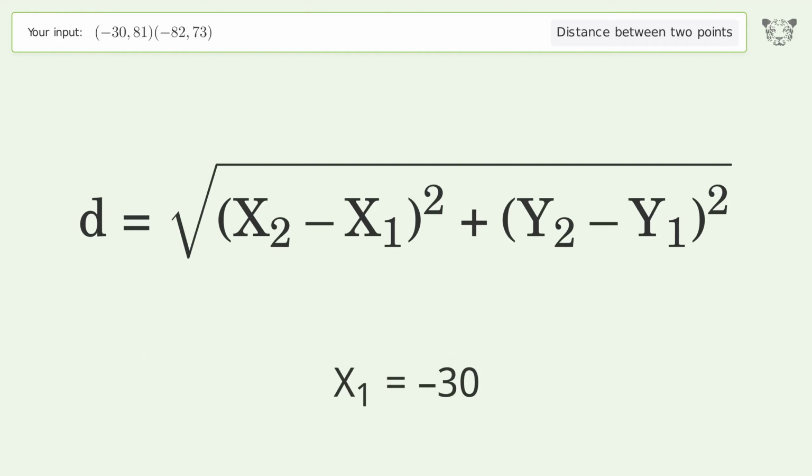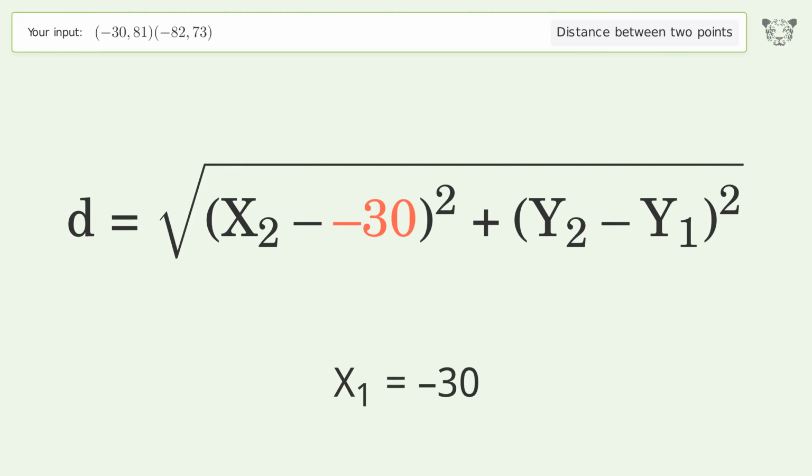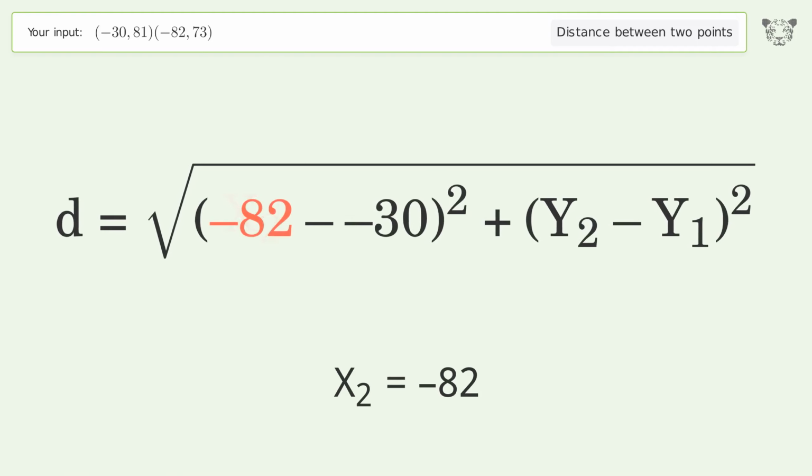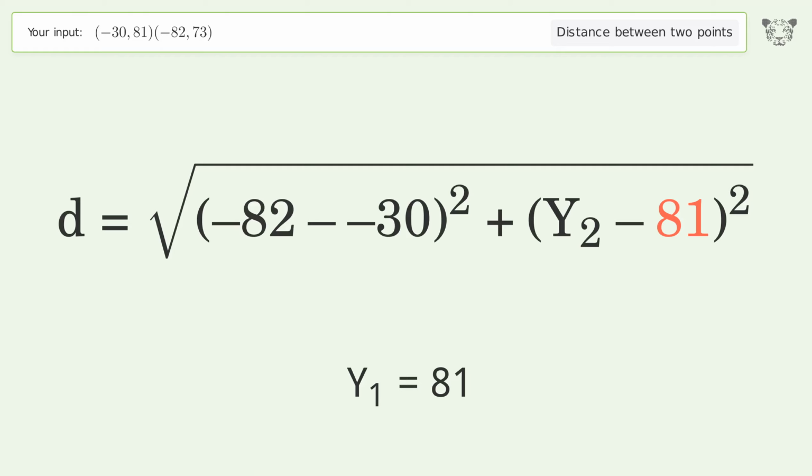x1 equals -30. x2 equals -82. y1 equals 81. y2 equals 73.